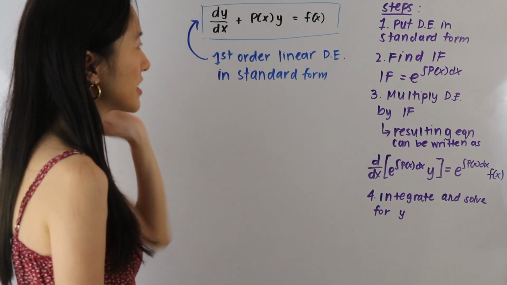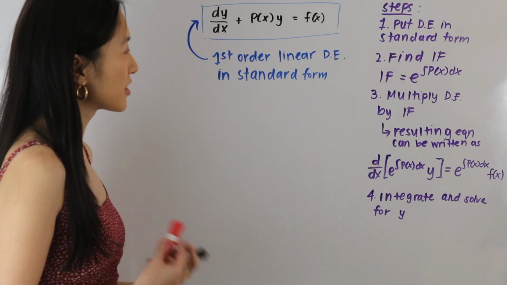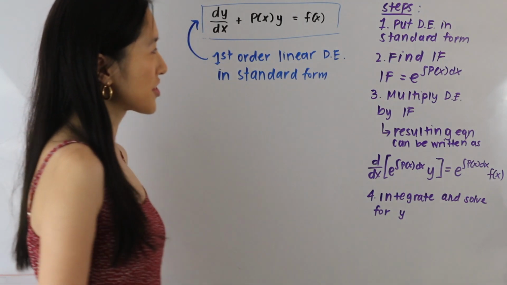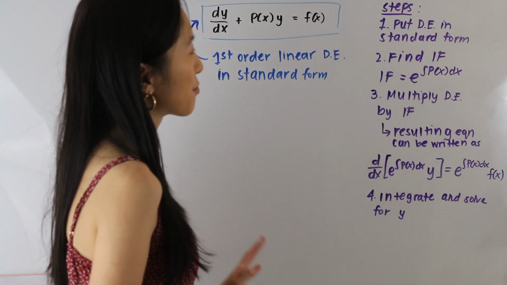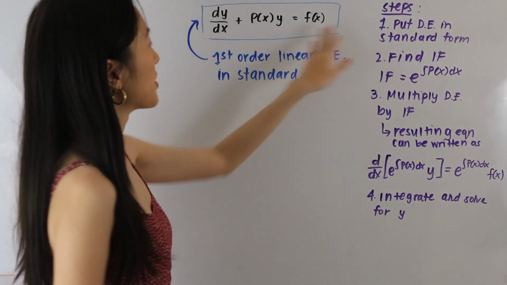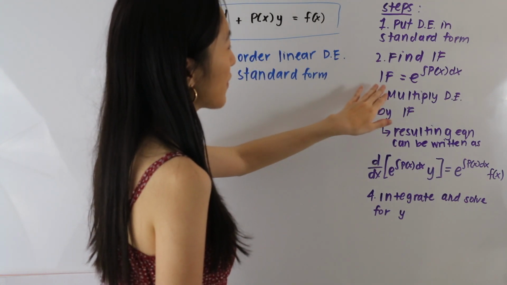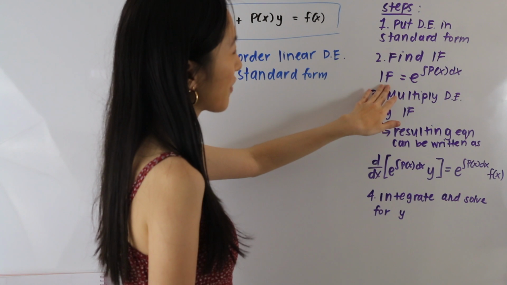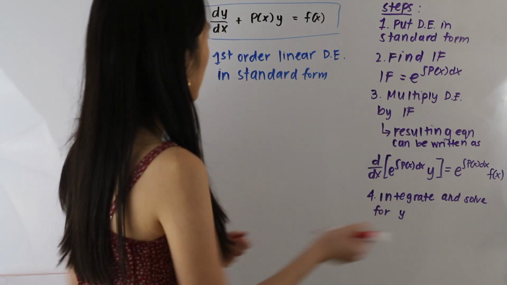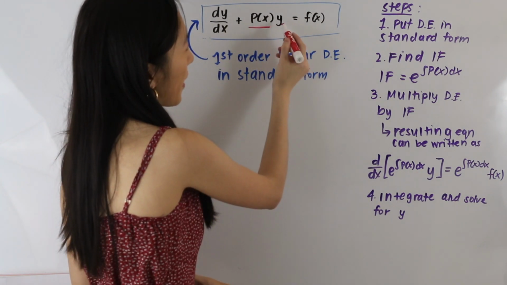And so this form is called standard form, and it is important because this is the form that we'll be using to solve our first order linear differential equations. So the first step to solving this type of problem is to put our differential equation in standard form. So this form here. And our next step is to find our integrating factor, which can be found by the following formula. So we have the integrating factor is equal to e to the integral of p of x dx, and p of x is just this function here that is a function of x multiplying y.